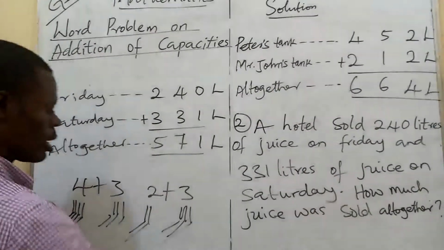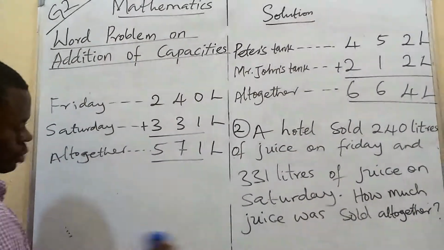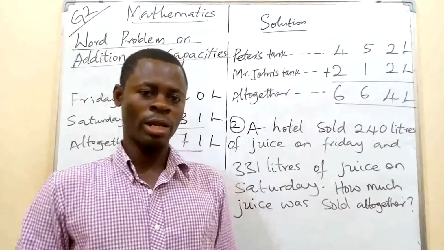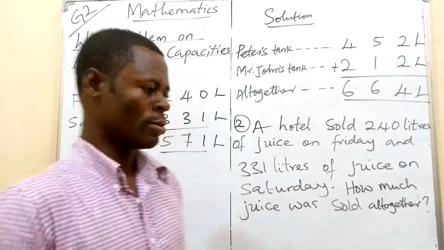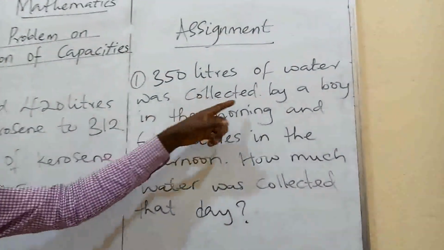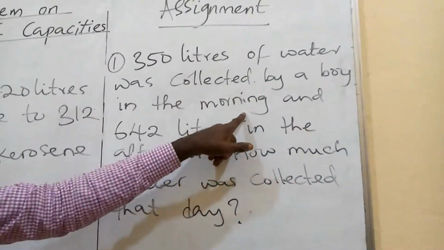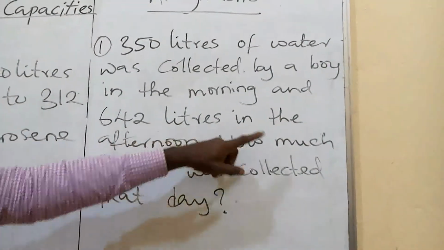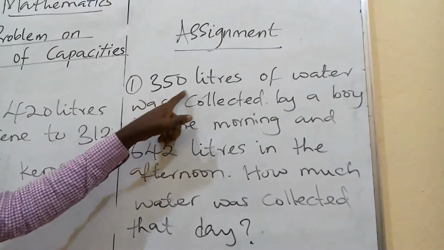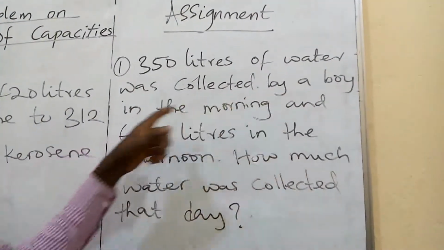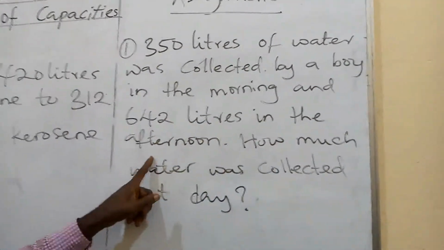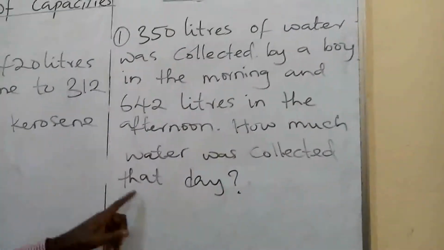Alright? I hope you've learned something from what we have done so far. We are going to call it a day at this point, but before I leave, I'm going to give you just a few assignments. Question number 1. 350 liters of water was collected by a boy in the morning and 642 liters in the afternoon. How much water was collected that day?